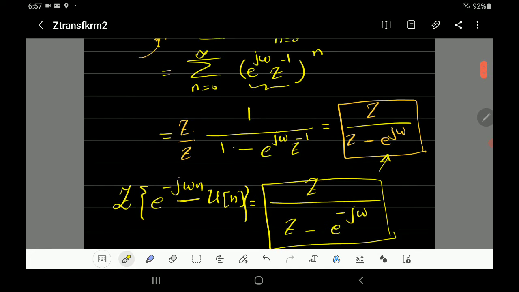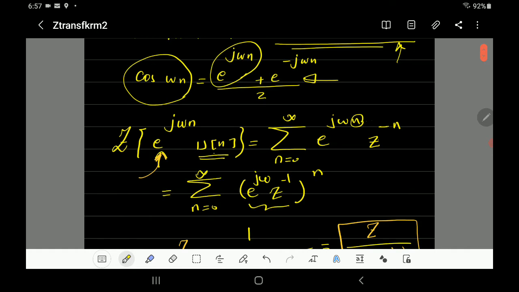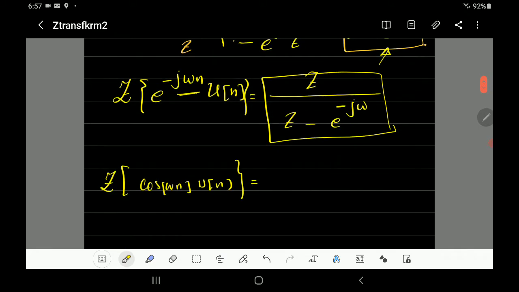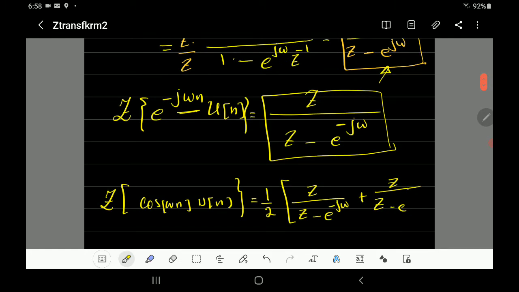Now I want to find the cosine. For the cosine, you just have to add them and divide by 2, and that's what I'm going to do. The Z transform of cosine omega n u[n] will be equal to this expression plus this expression, divided by 2. I will say half times z over z minus e to the power of j omega, plus z over z minus e to the power of minus j omega, and this one should be positive.